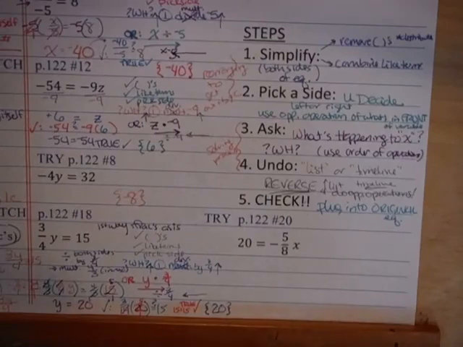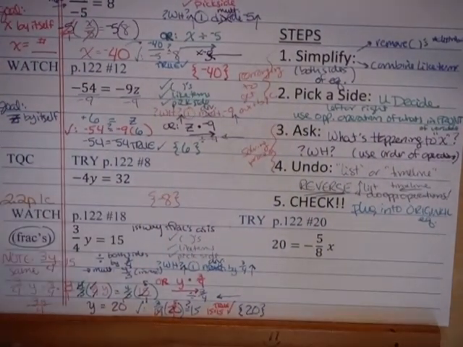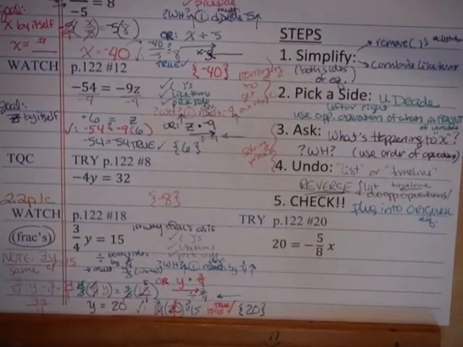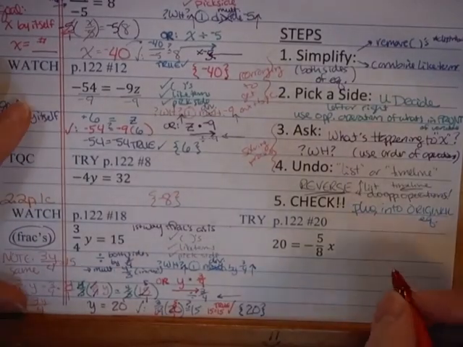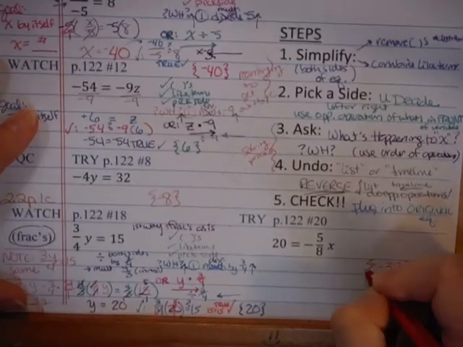Okay, I'm going to flip it back over here, and it's your turn to try the problem here on the bottom right corner, number 20. Hit pause and then come back for the answer. Okay, and you should end up with a negative 32, and we'll go through this one in class.